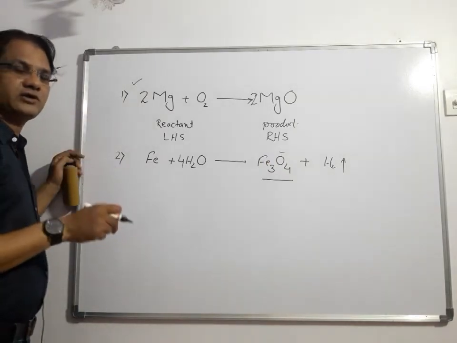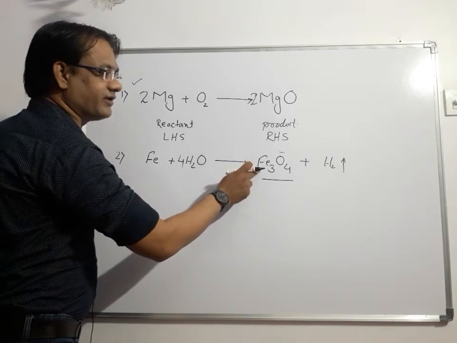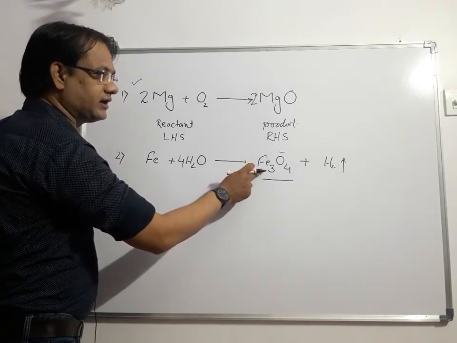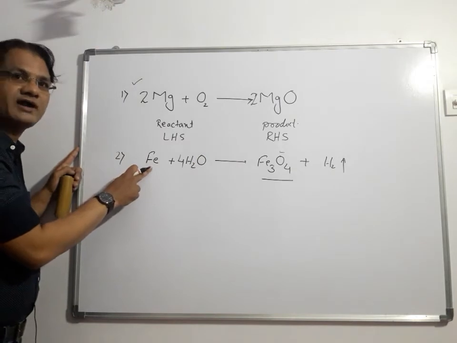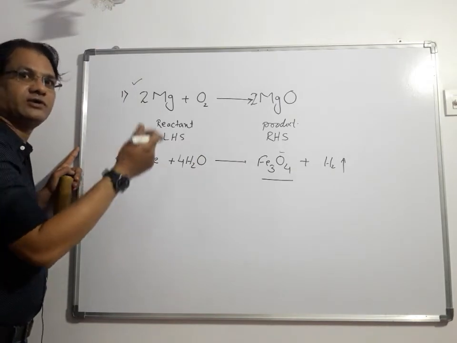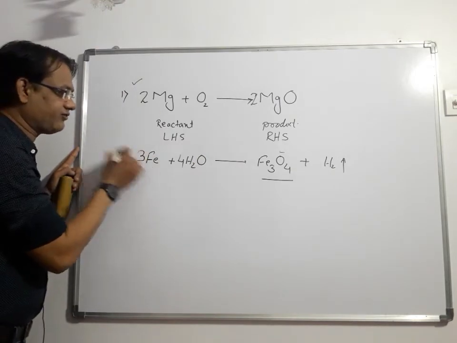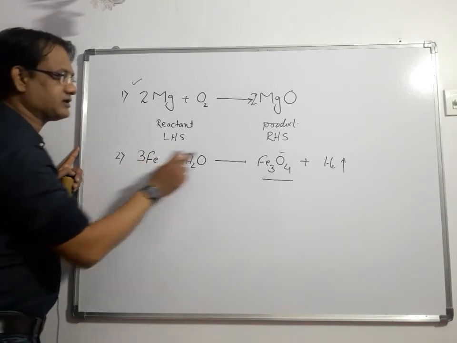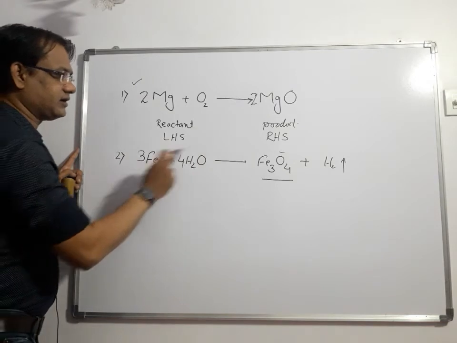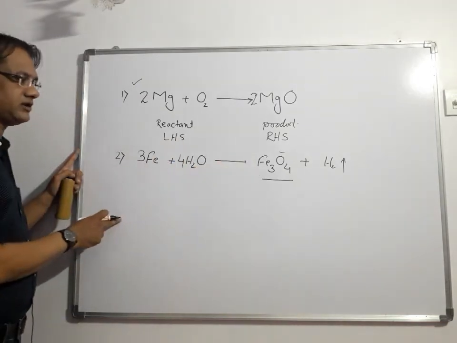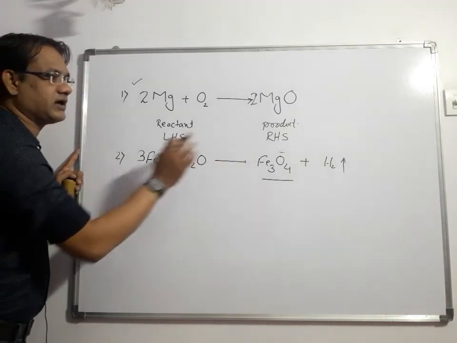Next I will balance the iron. There are 3 iron atoms on the product side, and on the reactant side only 1 iron is there. So I will put 3 in front of iron. So the iron is also balanced. 3 iron are here, 3 iron are there. So now iron and oxygen are balanced.